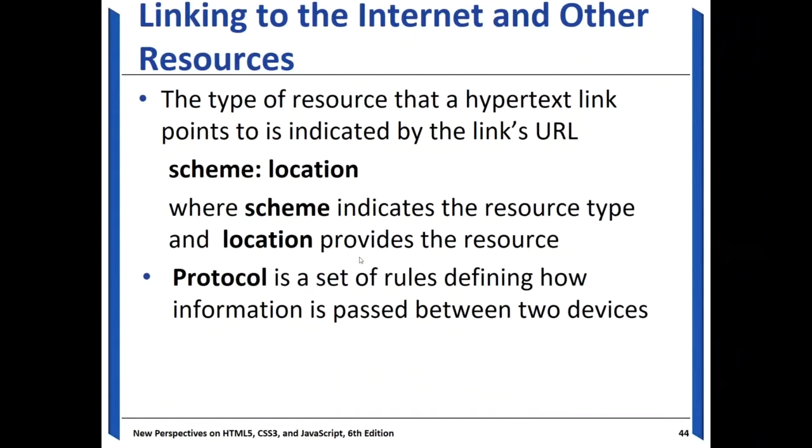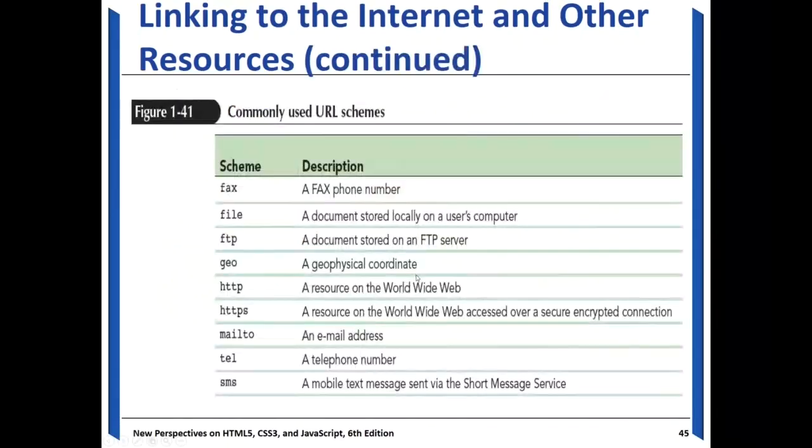All right, the type of resource that a hypertext link points to is indicated by the link's URL. We have our scheme and location. Scheme is the resource type. Location provides the resource. Okay, so we use these protocols. We want to make sure we use protocols because they define how information is passed between two devices.